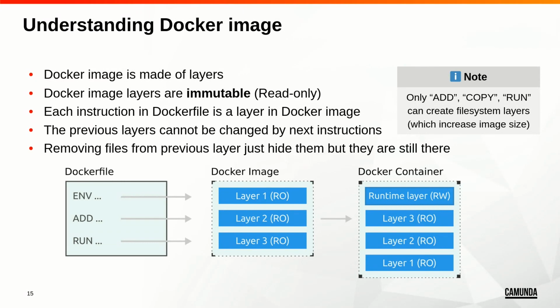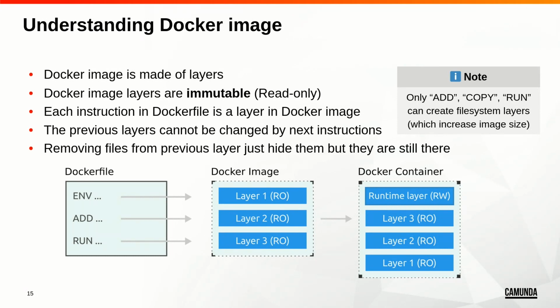Please note that only ADD, COPY, and RUN instructions create file system layers, and they can increase the image size. The rest create intermediate layers, or simply you can say soft layers. They are embedded in the image metadata. Hence, when you are creating the Docker image, if you create a file with one of the Dockerfile instructions and try to remove it in the next instruction, the file will still be there. It will not be removed. It's just removed from the surface of the image. It's still embedded inside the image.